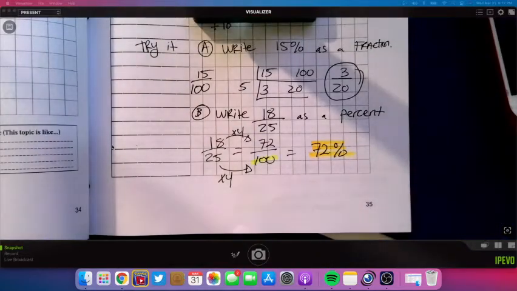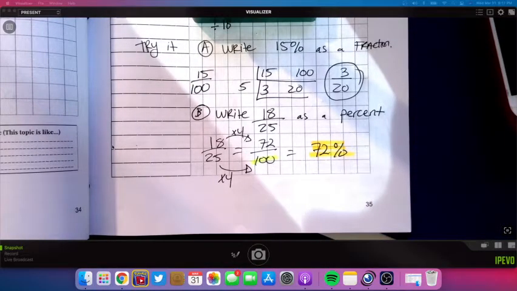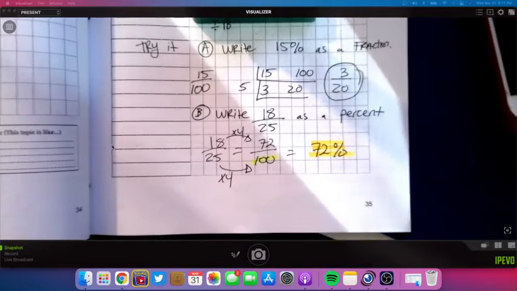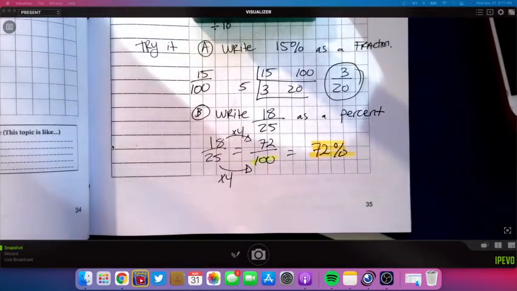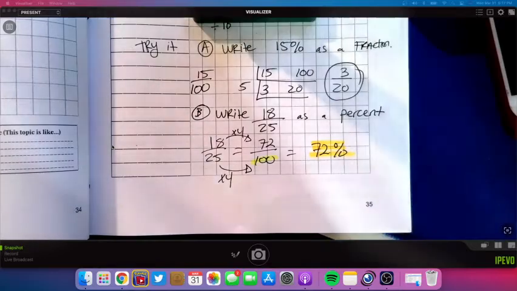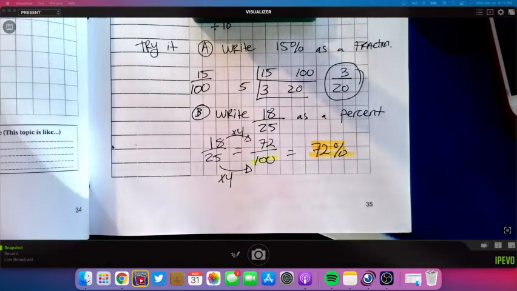All right, and that was the lesson. The assignment is on Big Ideas Math, and it is the 4.1 practice. So log into Big Ideas Math and do the 4.1 practice. If you have any questions, please email me.